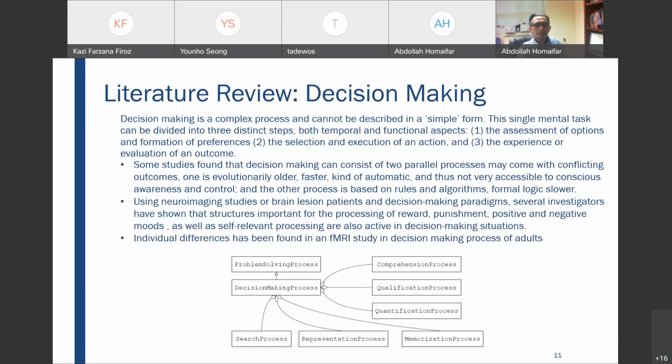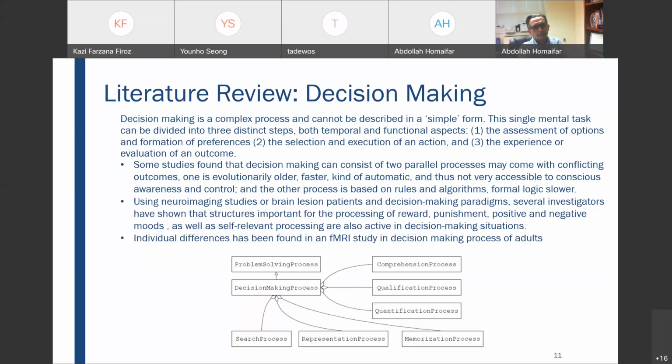I will give a brief introduction of decision making to revise the idea, like how complex it can be. Decision making is a complex process and cannot be described in a simple form. Even a single mental task like moving a finger needs decision making. Maybe that's subconscious, but it needs 3 distinct steps, temporal and functional aspects: the assessment of options and formation of preferences, the selection and execution of an action, and the experience or evaluation of an outcome.